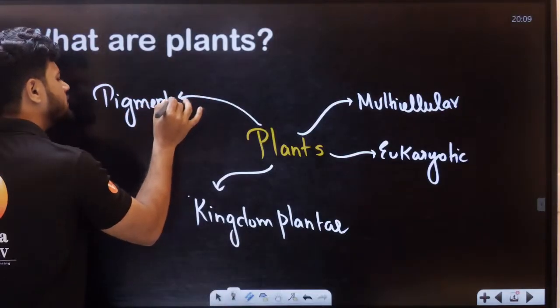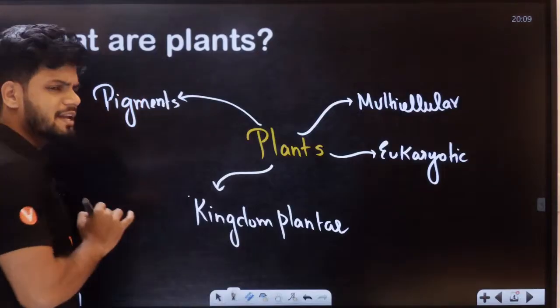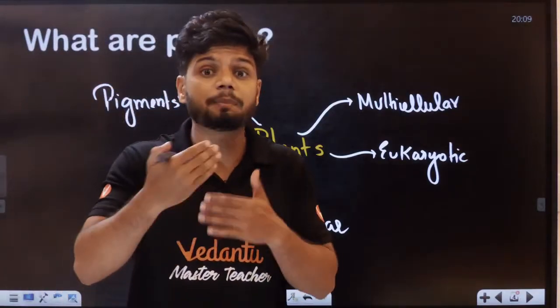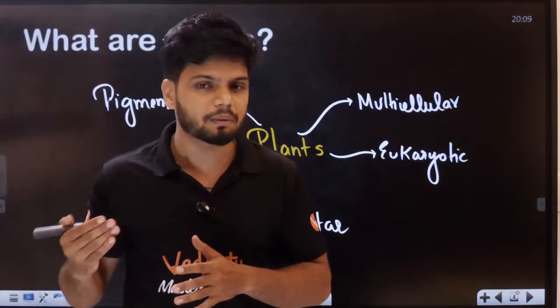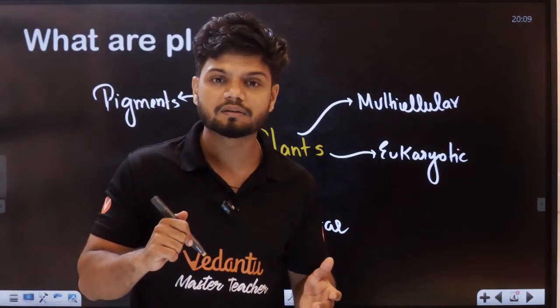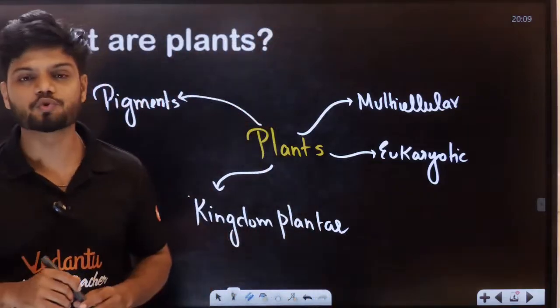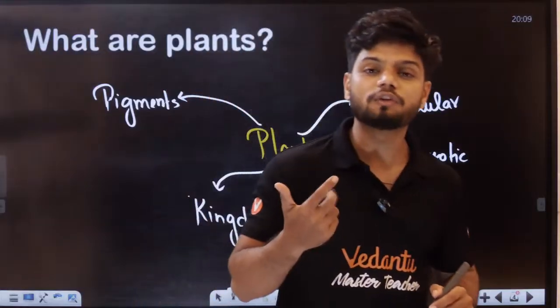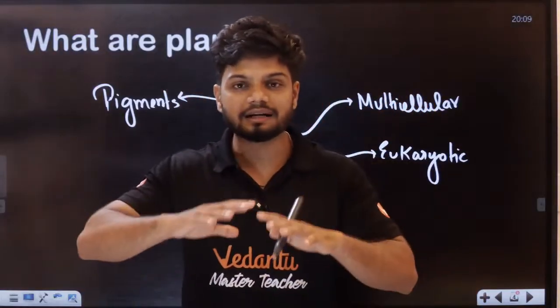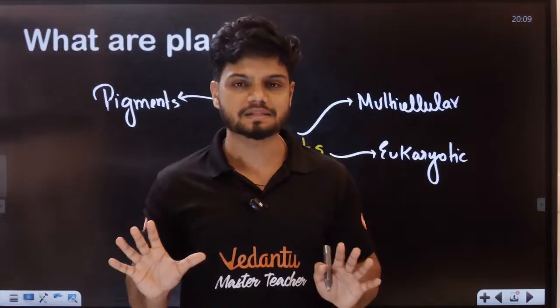Now, students, do you think there is only chlorophyll, or do you think there are other pigments also, like red color pigment, yellow color pigment, orange color pigment? Yes, there are, students. There are carotenoids, there are xanthophylls, right? There is chlorophyll B, there is chlorophyll A. So there are multiple pigments present in the case of plants.